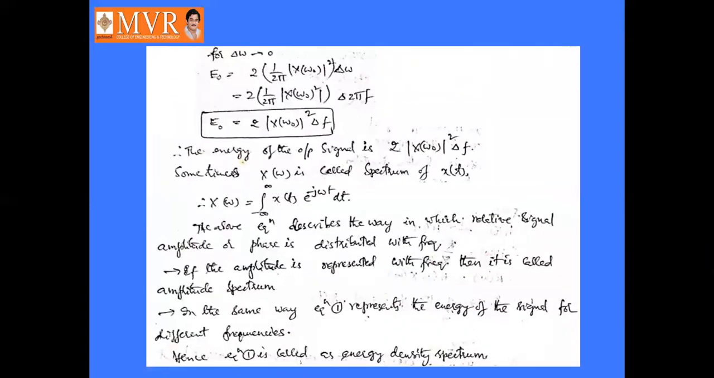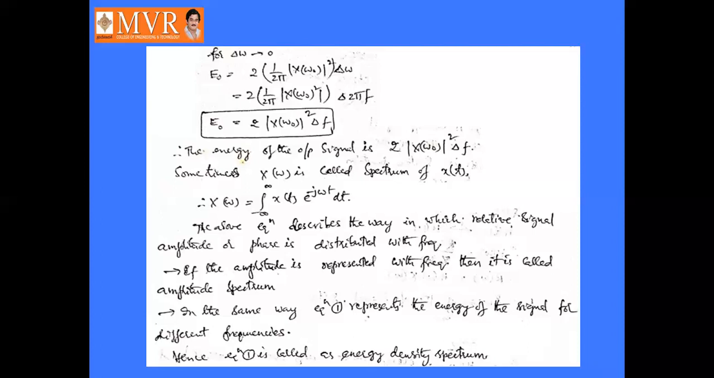So for Δω tending to 0, E₀ becomes 2 × 1/2π |X(ω₀)|² Δω. Here Δω is replaced by 2π Δf, so the 2π gets cancelled. So it is 2 times |X(ω₀)|² Δf. Therefore, the energy of the output signal is 2 times |X(ω₀)|² Δf.